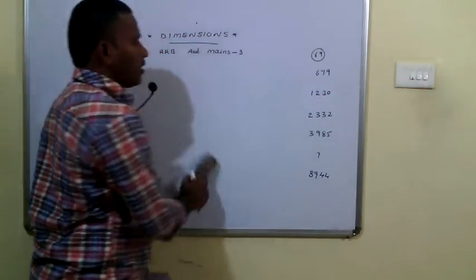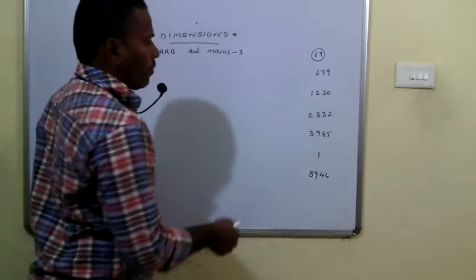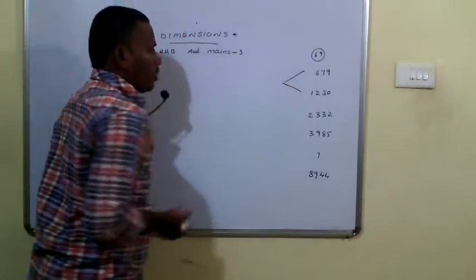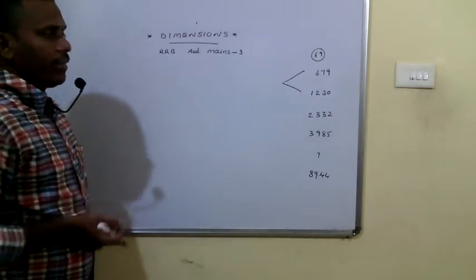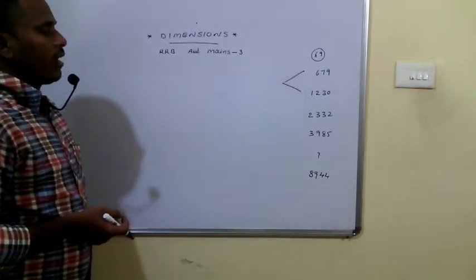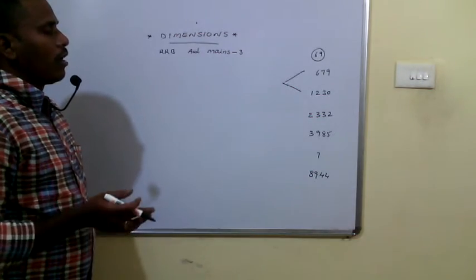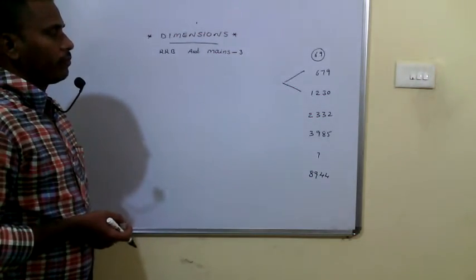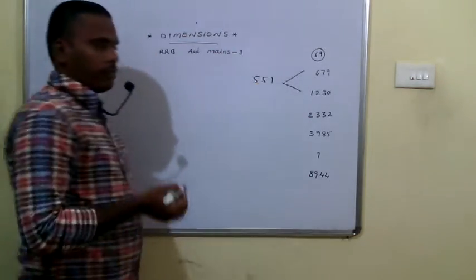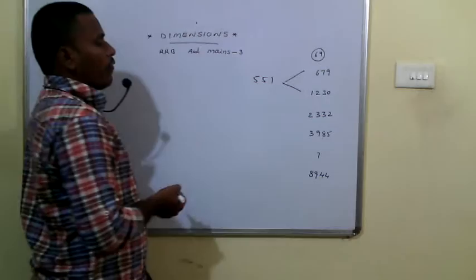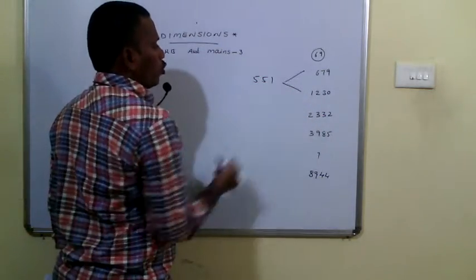Again, to find the missing term, you just take the difference. If you take the difference between these two, 679 and 1230, if you add 1, that will be 680. So 680, right? If you add 500, 1180 and then 50. So this value is 551. This value is 551. Then what about 1230 and 2332?